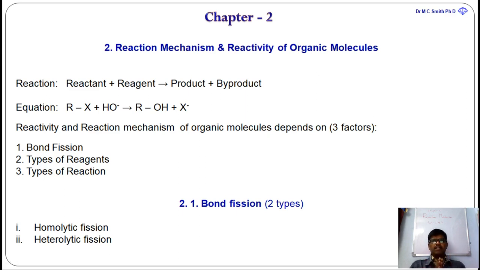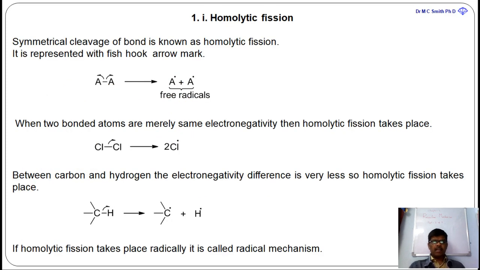Bond fission, the name itself says that it is a cleavage of a bond. Cleavage or fission of a bond takes place in two manners, that is homolytic fission and heterolytic fission. So bond fission is of two types. The first one is homolytic fission, and the second one is heterolytic fission.